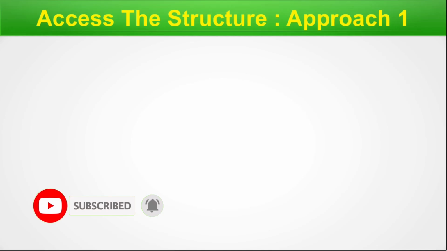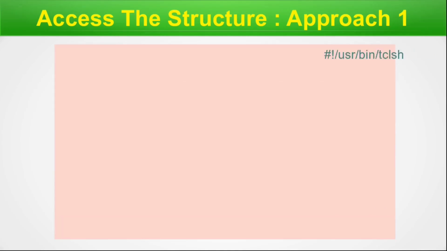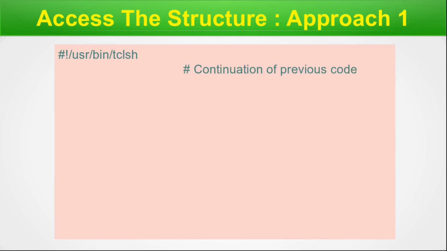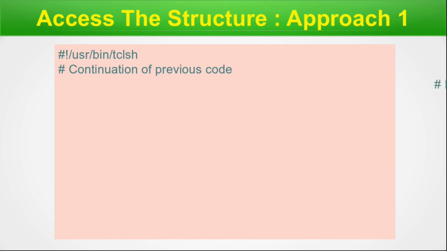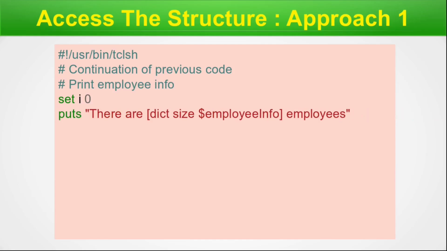So in this particular slide, we are discussing access to the dictionary data structure that we have just created. Okay, here goes our code. First line is the shell. This is a continuation of the previous code, and we print the employee info here. We set i to 0, then in this particular print command, we are directly using dict size to check the dictionary size, how many keys are present, or how many actual pairs are existing, directly inside the square bracket, and we are printing directly with puts, okay.